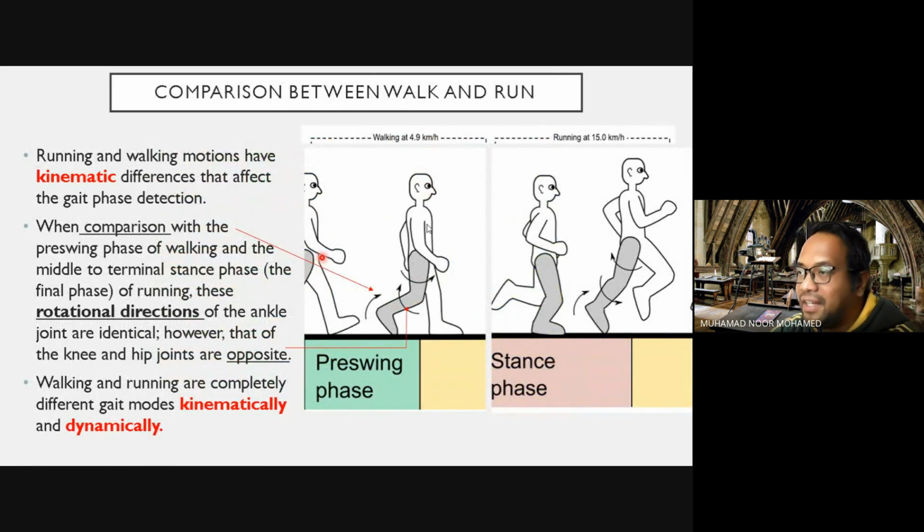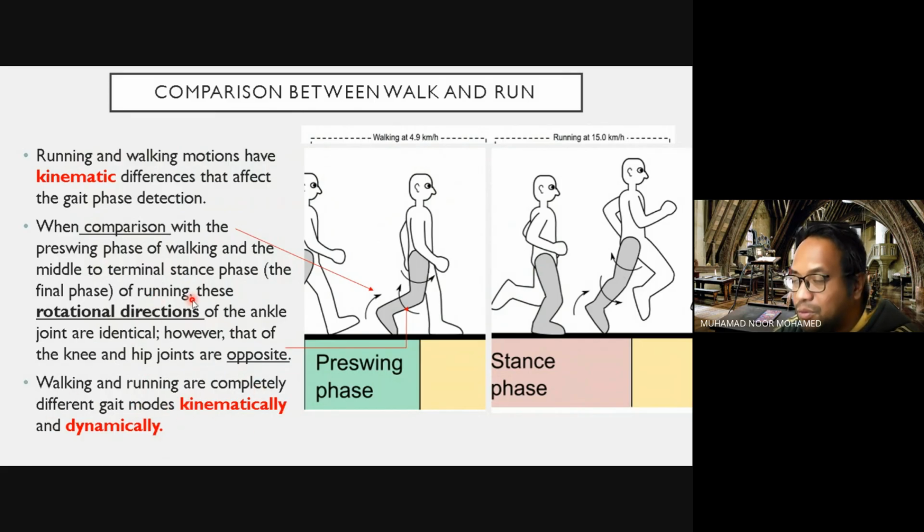Okay, right. So another one, comparison between walking and running. If you talk about running and walking motion kinematics, when we do comparison with the pre-swing phase of walking and middle to terminal stance phase of running, the rotational direction of the ankle joint are identical. Macam saya cakap tadi lah, it is actually similar. Walking and running are not completely different gait modes kinematically and dynamically.